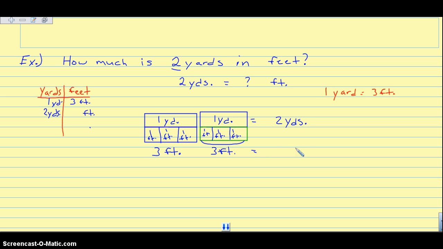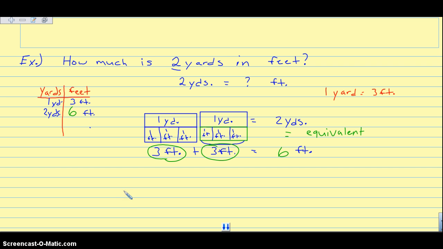Now I just want to know how many feet it is. Well, real simple. Let's join these two together. 3 plus 3 equals 6. So 2 yards is equivalent, meaning the same, to 6 feet. So I can go to my chart and put 2 yards is 6 feet.